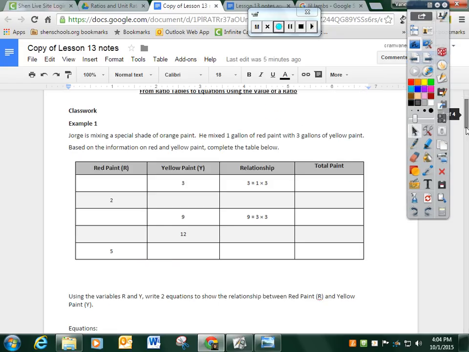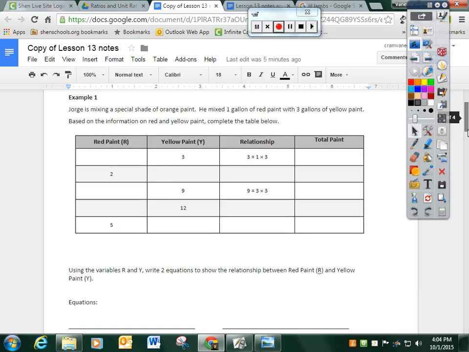some practice. Okay? Jorge is mixing a special shade of orange paint. He mixed 1 gallon of red paint with 3 gallons of yellow paint. Based on the information on red and yellow paint, complete the table below. Okay, so I know for every 1 gallon of red paint, there's 3 yellow. So there's 3 yellow here, so I know there's a 1 here. The relationship is 1 times 3 gives you 3, which they wrote here, and the total paint in all would be 1 plus 3, which is 4.